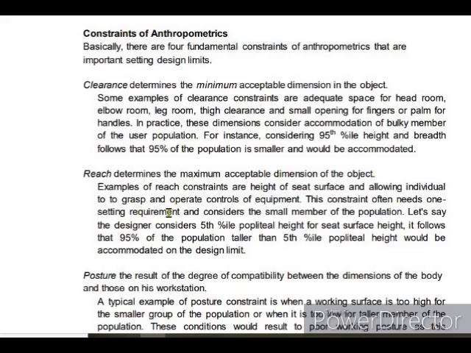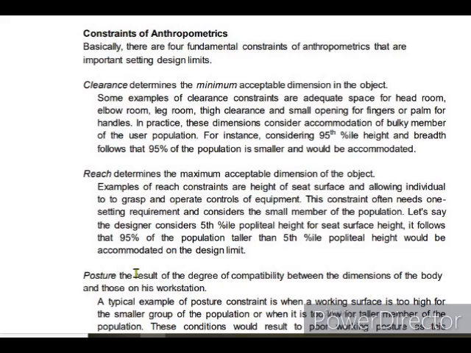Next, reach determines the maximum acceptable dimension of the object. So first is clearance, next is reach. Examples of reach constraints are the height of the seat surface, so the height of the chairs that we are going to design, its distance from the surface, and allowing the individual to grasp and operate controls and equipment. Meaning the chair should be positioned where the controls and equipment are near, so that they don't have to reach hard.